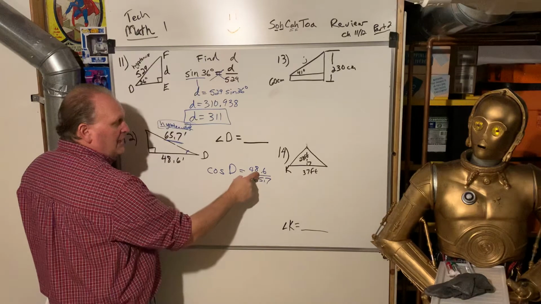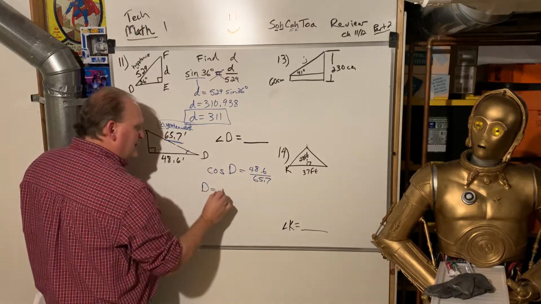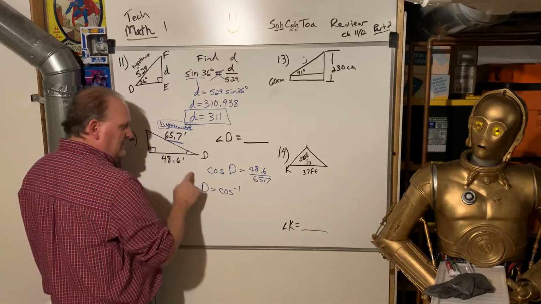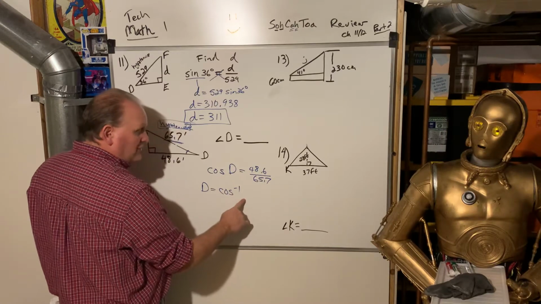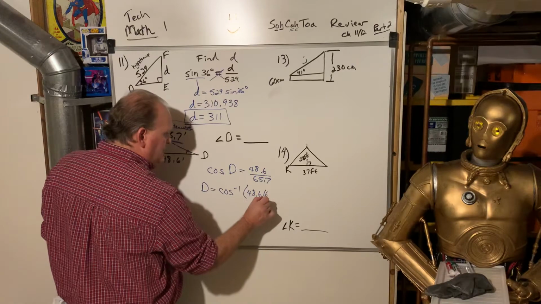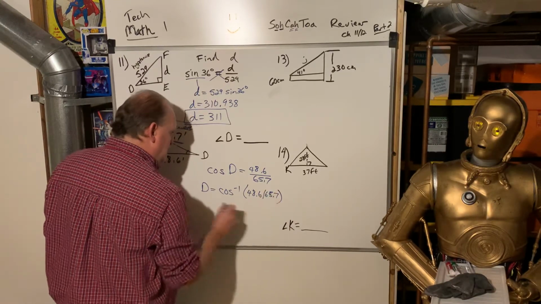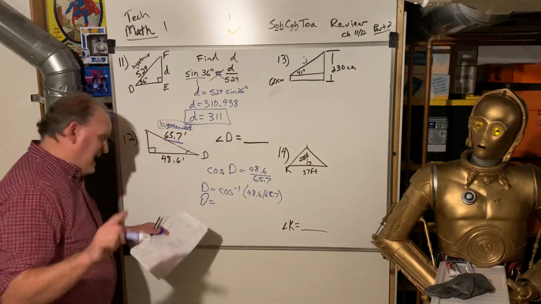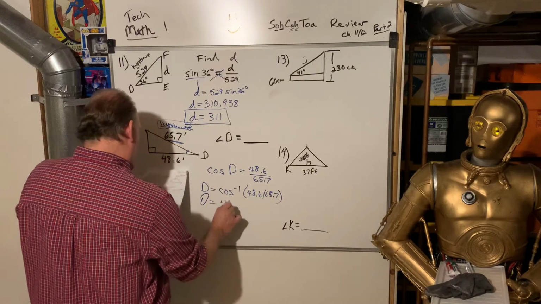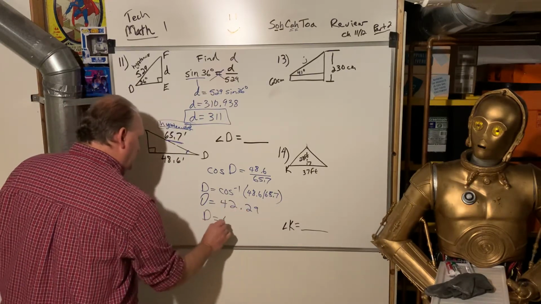Okay, so adjacent over hypotenuse. Now, how do I put this in my calculator? Well, that is the arc cosine. That's cosine with a little -1 on it. So you hit second, and cosine, and it'll bring up the arc cosine. And then you type in 48.6 divided by 65.7 and parenthesis, and then hit enter. And that will give you the angle. And so the angle given is 42.29. And so we want it to the nearest degree, so 42 degrees.